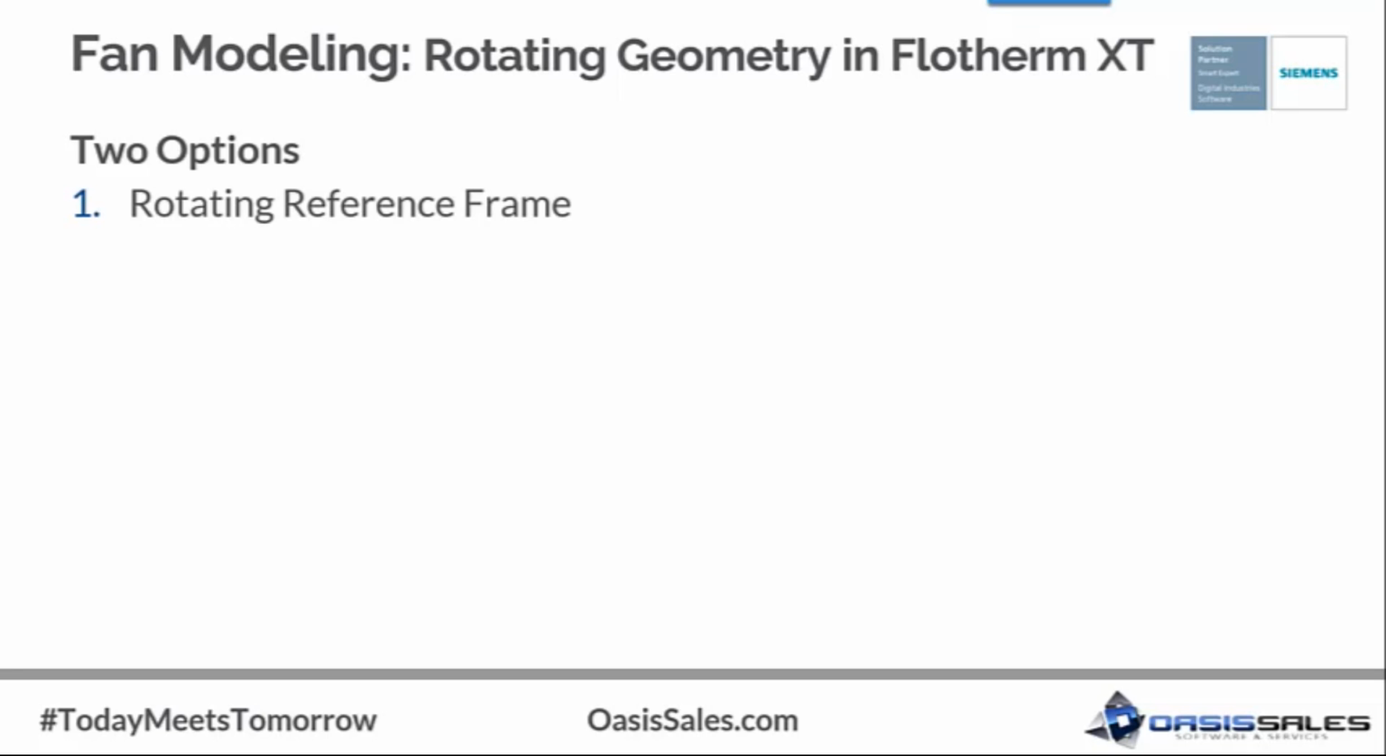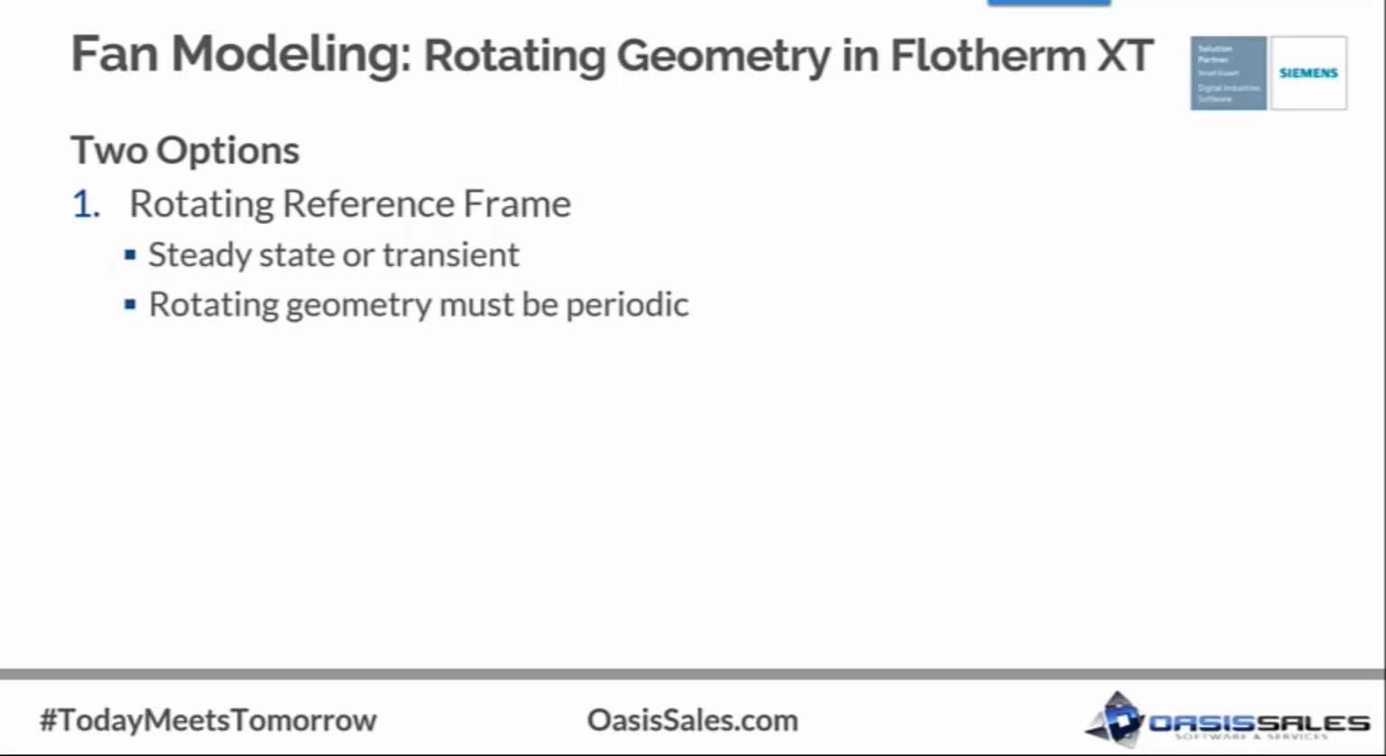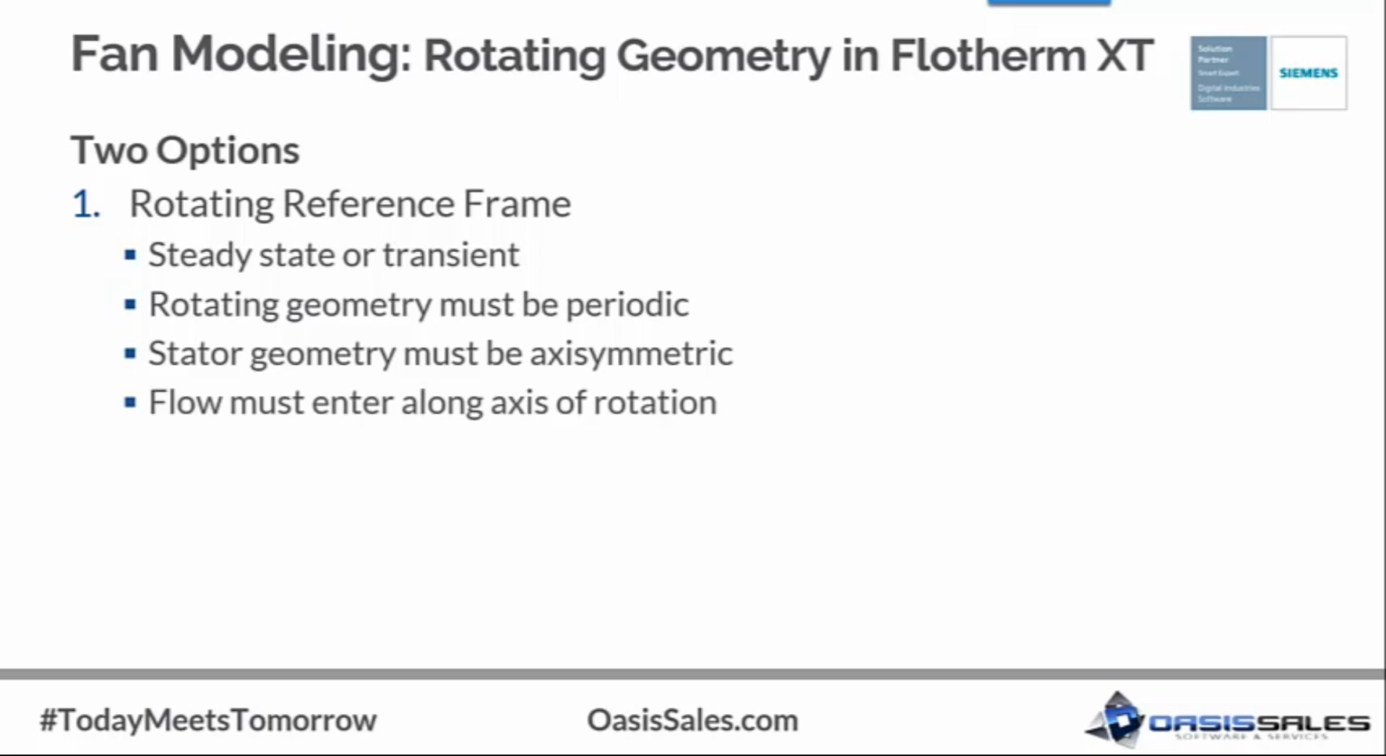The analysis can be steady state or transient. The rotating geometry must be periodic. This isn't a strict requirement, but strongly advised for this approach, and it will become clearer in the next few slides. The stator geometry must be axisymmetric. The flow must enter along the axis of rotation. Generally, the flow enters along the axis of rotation and leaves all other faces. It is possible that the flow enters radially and exits along the axis of rotation and is supported by this method. It isn't typical in electronics cooling applications, though.